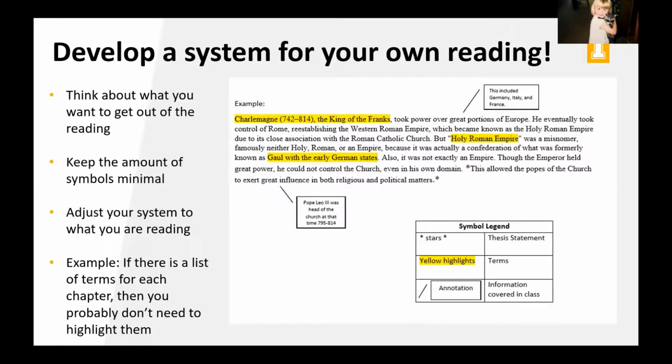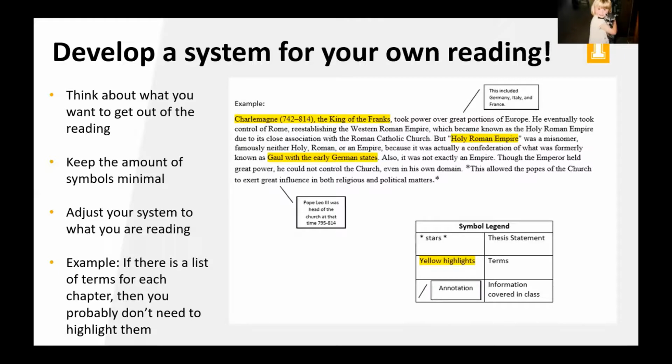So when you're developing this system, you want to think about what it is that you want to get out of the reading. And you want to keep the amount of symbols minimal, right? If you fill your page with so much extra text, it's going to be really hard to navigate. And you want to make sure that you're adjusting your system to what you're reading. So maybe in general, you talk about highlighting key terms, but for one of your classes, there's always a list of key terms at the beginning of the chapter or at the end. If that's the case, you don't necessarily need to highlight all of those terms later on in the text. So making sure that the system is adjustable for yourself is really important.